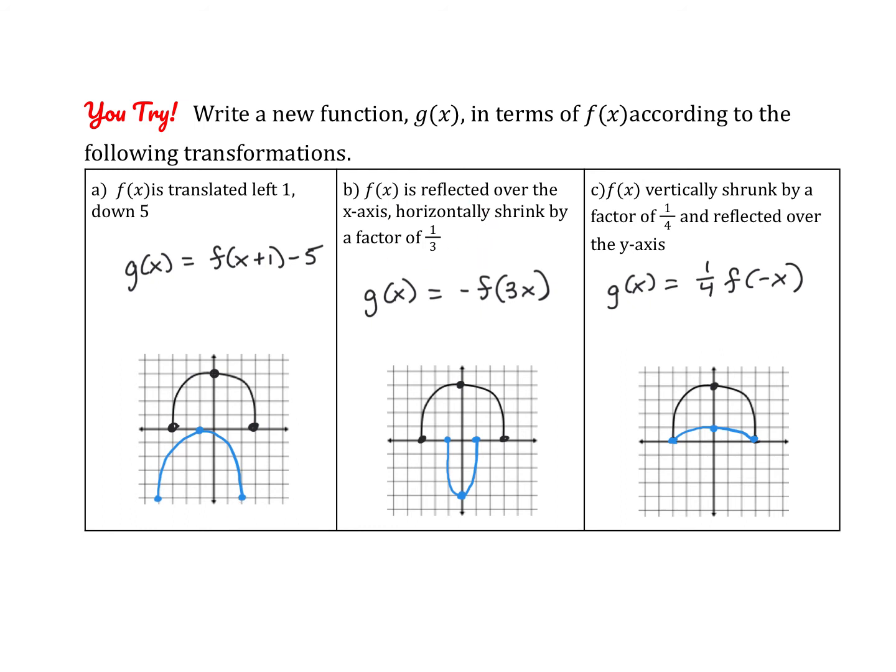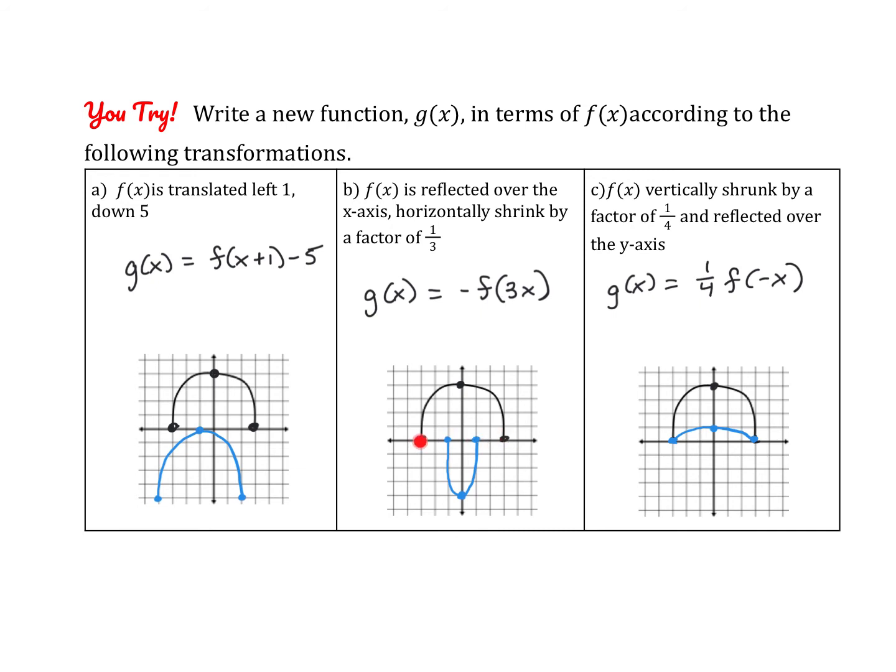For this next one, the reflection over the x-axis is vertical, so we multiply the entire function by negative, and it is a horizontal shrink by a factor of 1/3. In the function, our b value is the reciprocal of that, so we write a 3 here, but we're still shrinking all of our x values by 1/3.